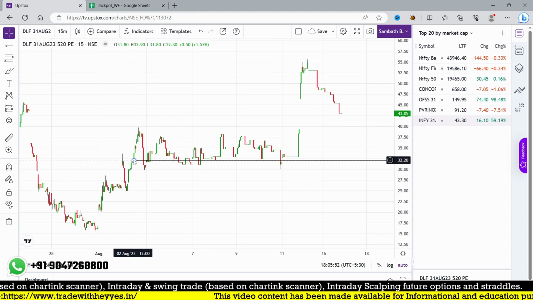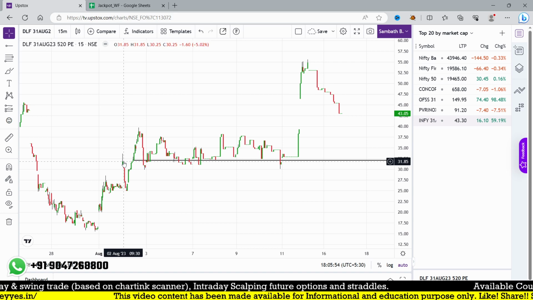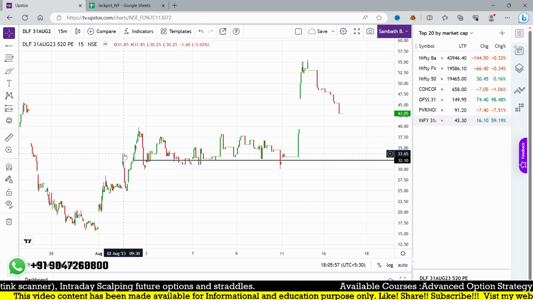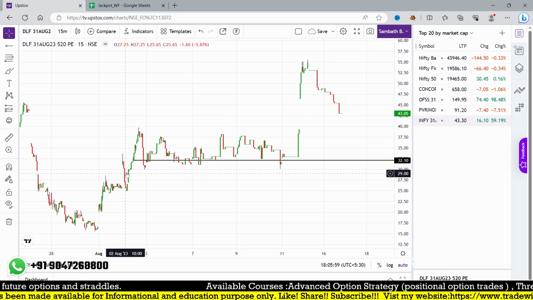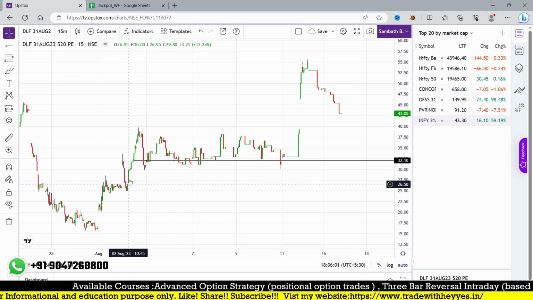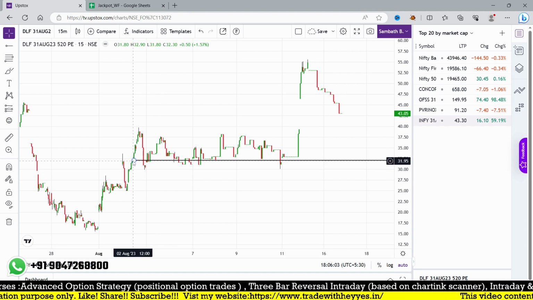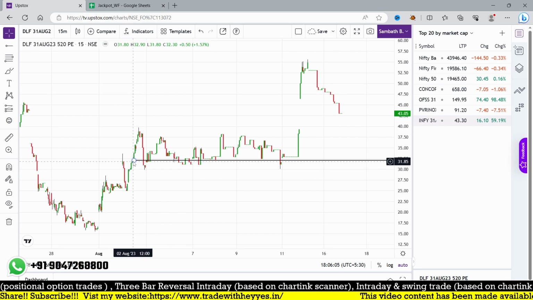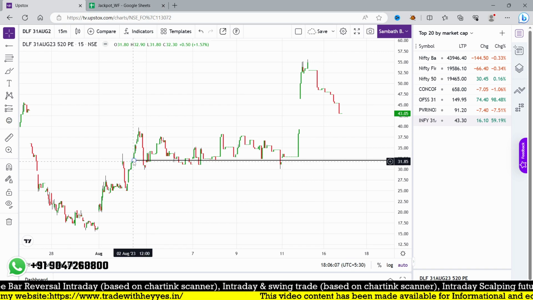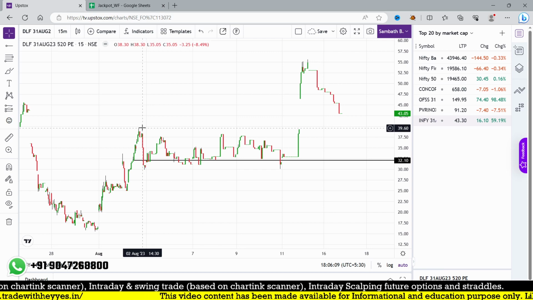Our entry point triggers on this particular day, around the 2nd August, when it immediately opened above our level. Then we are not taken, and after that level it came down to 24. And this is the breakout point at 12 o'clock on 2nd August. Once again that breaks at 32, and the same day it went up to 39.